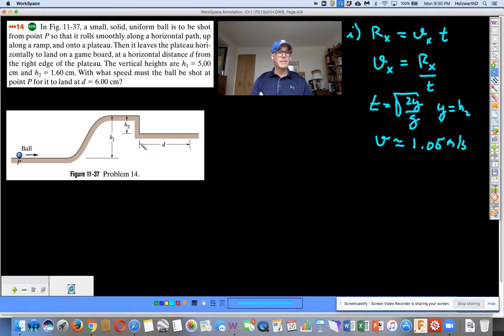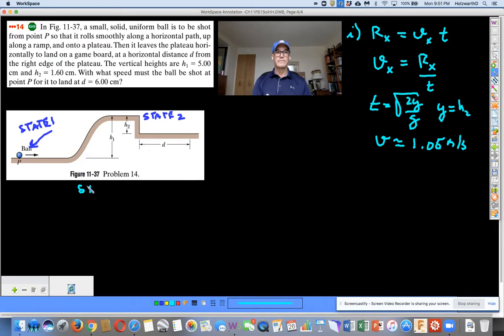So let's apply conservation of energy and specify what state 1 and state 2 are. All right. State 1 is where the ball is shot. It's going to be the beginning. And then state 2 is where the ball leaves the plateau. Okay, state 2. Now that we know what the velocity is. Okay, let's develop that relationship.